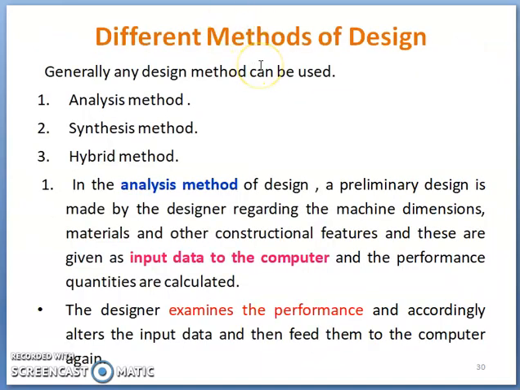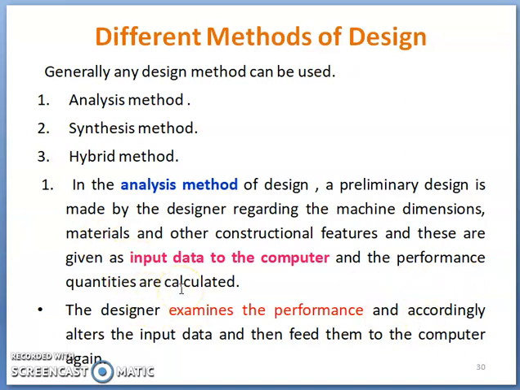Then what are the different methods used for design? Generally, three methods are used. One is the analysis method, another is the synthesis method, and another is the hybrid method. In the analysis method of design, some preliminary design is made by the designer regarding the machine dimensions, materials and other constructional features, and these are given as input data to the computer and the performance quantities are calculated.